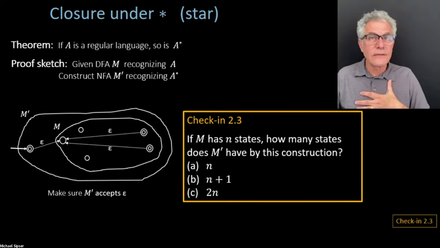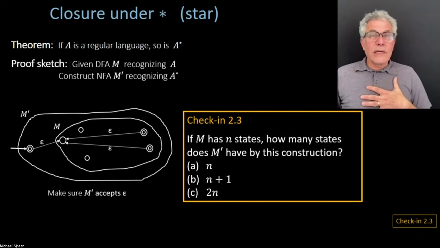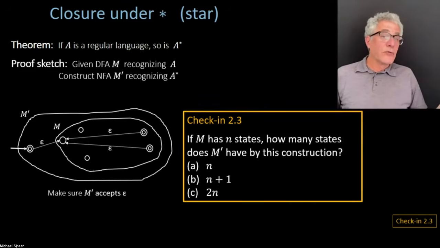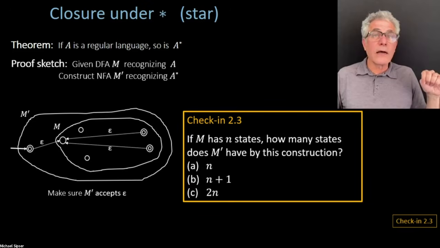Okay, maybe a little too easy even for a check-in. Yeah, everybody's getting this one, because all we did was add one new state. So the answer is, as pretty much everybody is observing, number B. So I'm going to end the polling and share the results. Everybody got that one. And so let's continue on.